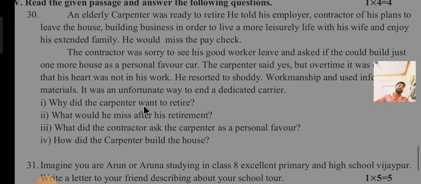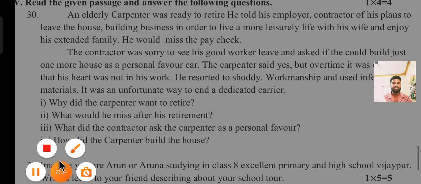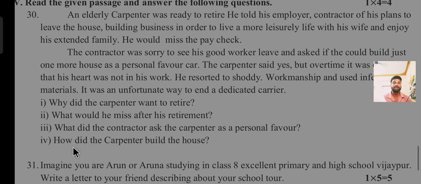What did the contractor ask the carpenter? As a personal favor, the contractor asked him to build just one more house. Okay, then how did the carpenter build the house? The carpenter resorted to shoddy workmanship and used inferior materials to build the house. Like this, here are the questions and answers, you can write very well.